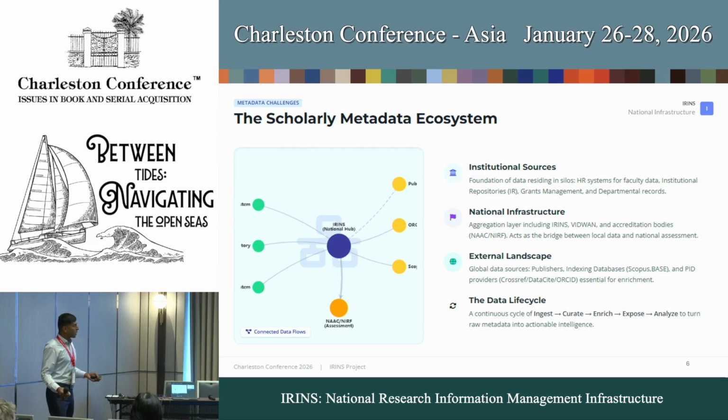The scholarly ecosystem has three layers. One is institutional sources, where they manage the faculty profile, grant management system, and institutional repository. That's the first layer. Second layer, the IRINS or Vidwan database, bridges the gap between this local data and the international community. Third is the external landscape, like global data sources. IRINS or Vidwan collects data from the local sources and connects it with the international system.